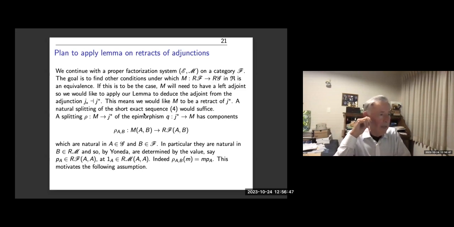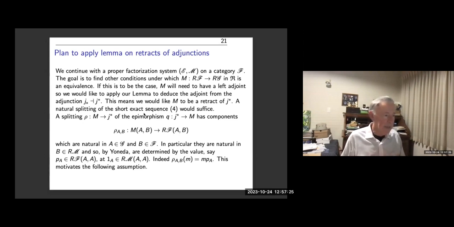So we'd like M to be a retract of that short exact sequence. So a splitting of that short exact sequence we had back before would do the job. And so we want something rho from M back to J star, which is a splitting for that epimorphism. What that would look like is something from MAB to FAB, and it's all natural in A being in G and B being in F.